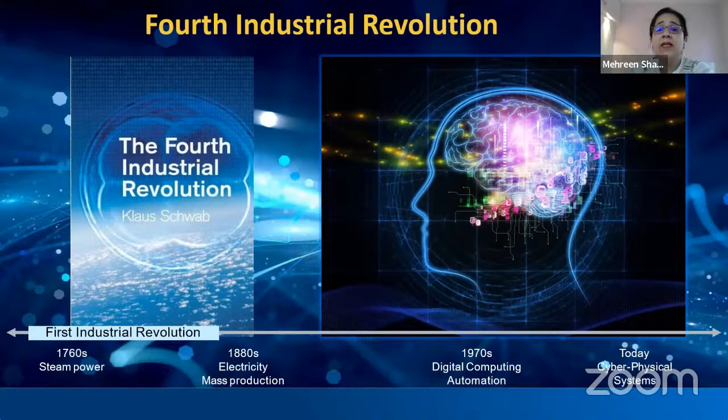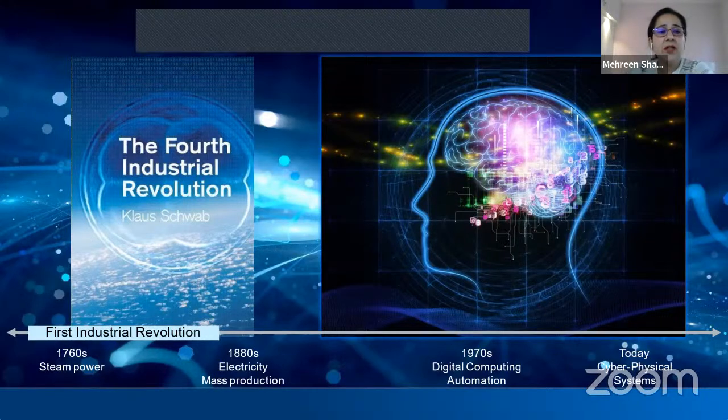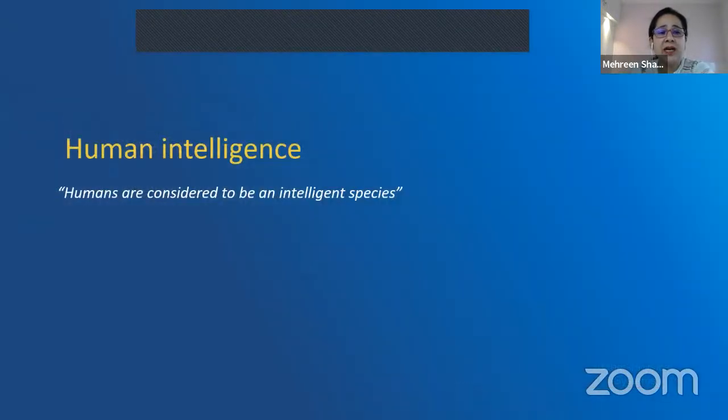For that matter, let us first understand what is human intelligence. So teachers, I would again ask you a question. What do you think makes humans intelligent? So before we understand artificial intelligence, let us understand what is human intelligence. So what do you think makes humans intelligent? You can give your responses.